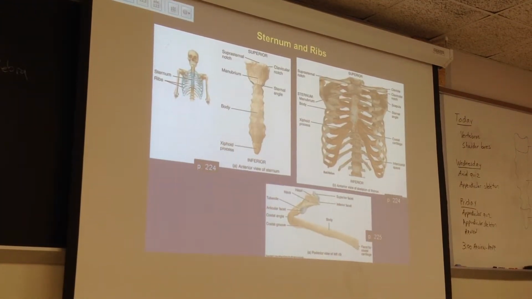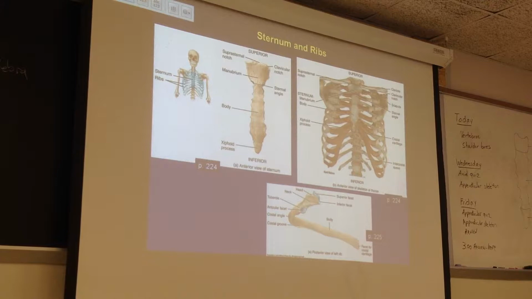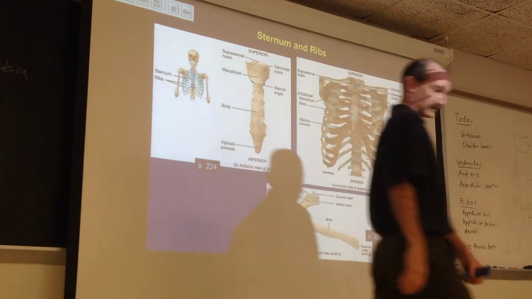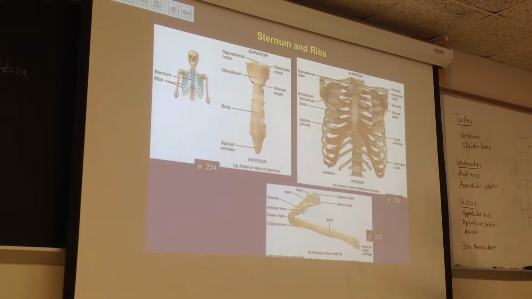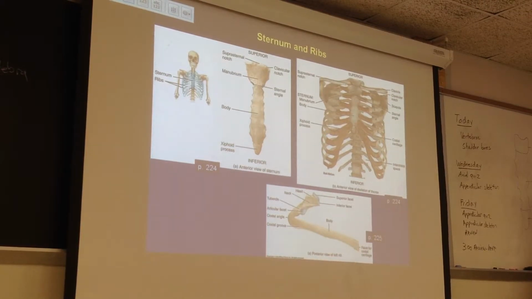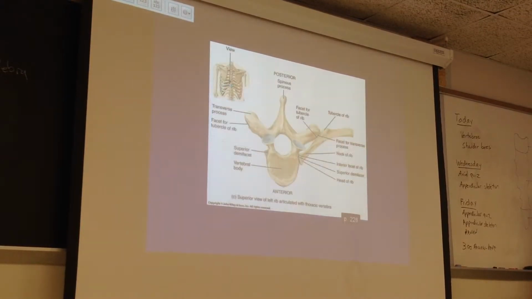Or if we look on our skeleton right here, we'll turn around so you can see. Here's number 11 right here. Here's number 12 right down here, not directly connected. Call those floating ribs. And the rest are connected by the cartilage? Yes, either directly to the sternum or maybe they join together before the sternum, but they get to the sternum one way or the other. Yeah. Gotcha.